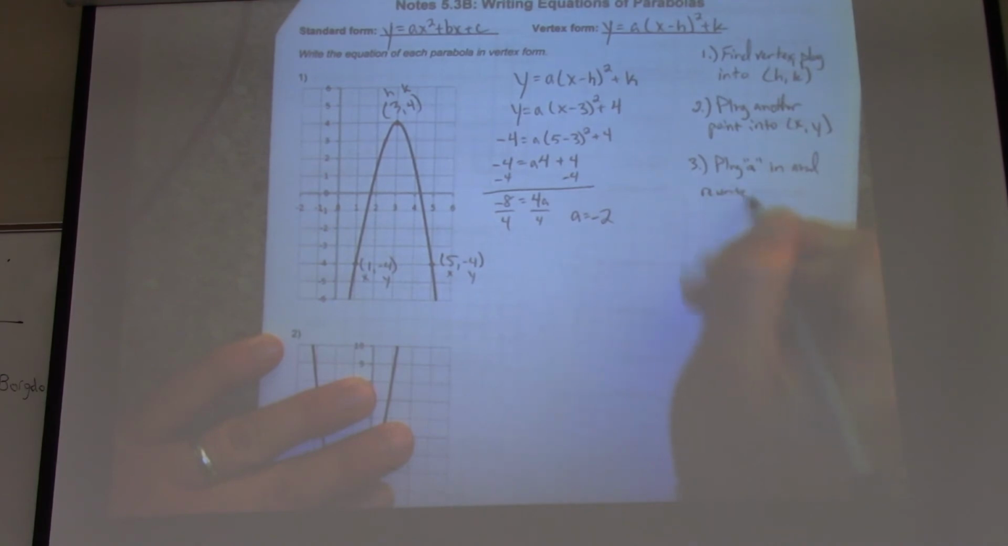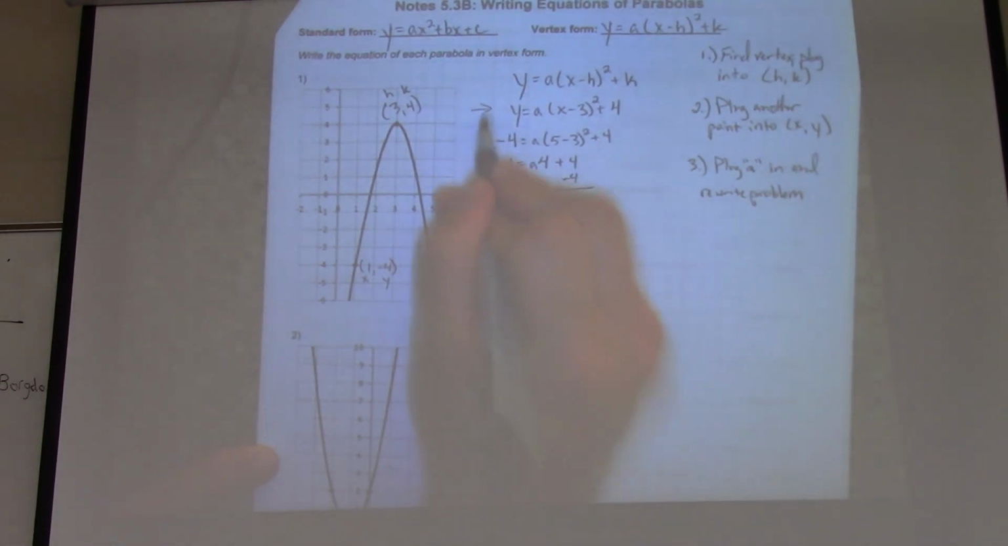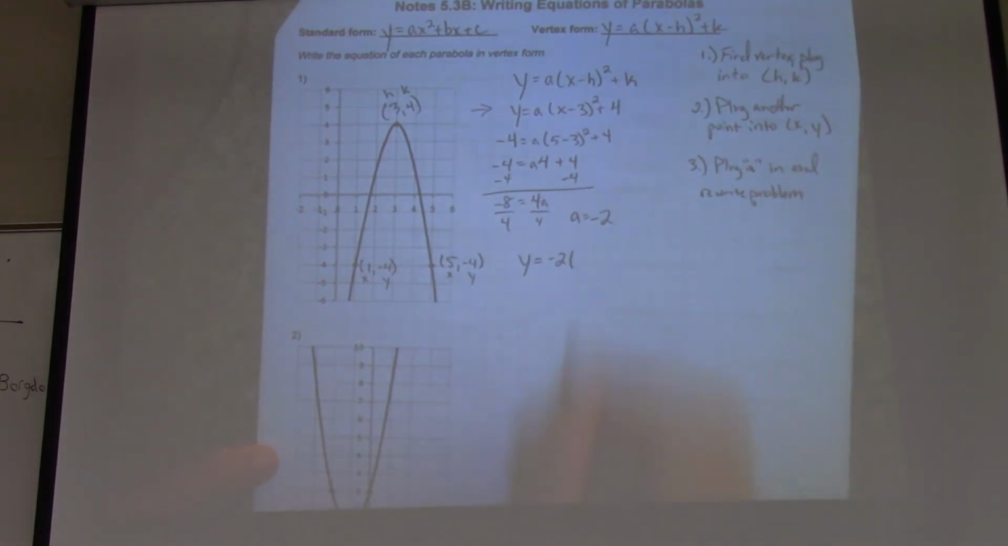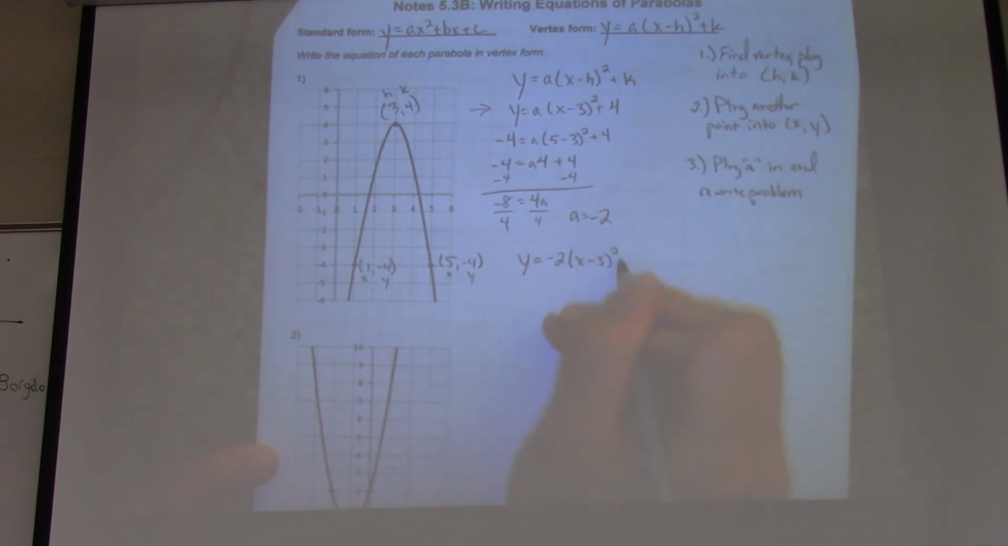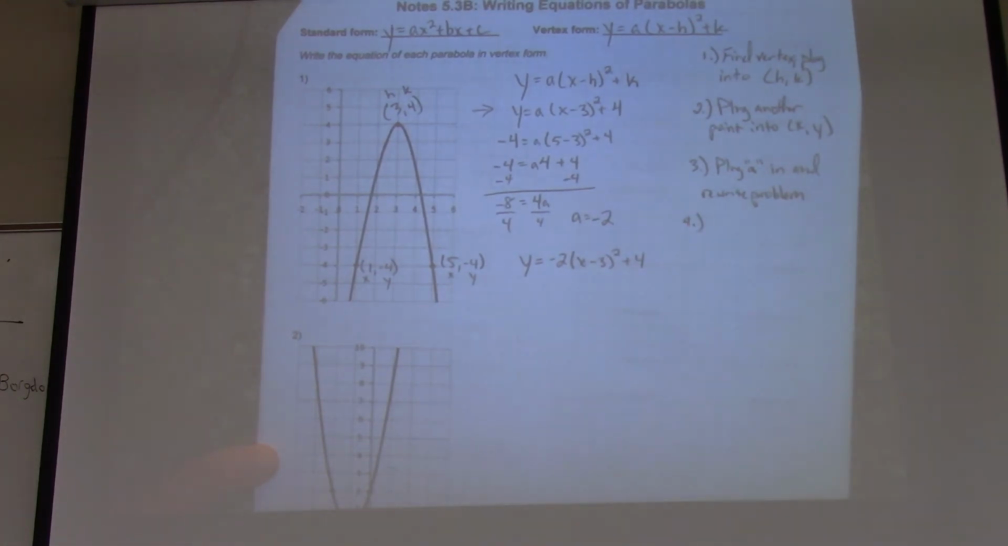Rewrite problem. Because look at the original directions say write the equation, right? So I should get y equals -2, parentheses, really you just go back to the second step and it has it right there for you. x minus 3 squared plus 4. What do you think I want you to do last, besides circle it?